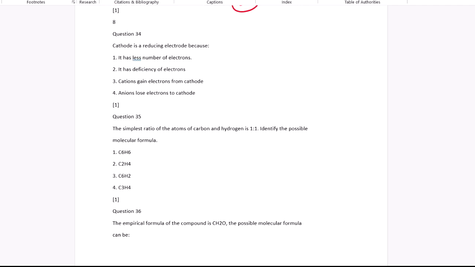Question number 34. Cathode is a reducing electrode because it has less number of electrons. It has deficiency of electrons. No, cations gain electrons at the cathode. That's why this one is a reducing electrode.